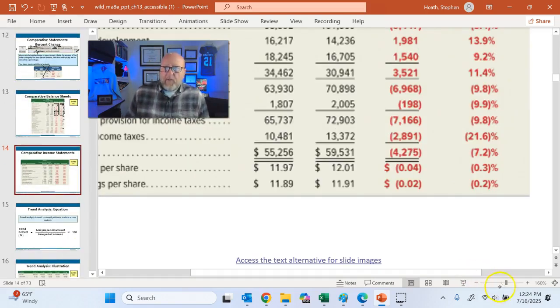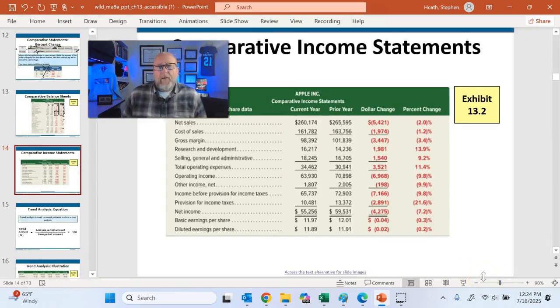Okay, and then maybe I need to, yeah, same concept. Instead of using the balance sheet, we'll just use the income statement. And again, we're doing the current year compared to the prior year. So for sales, there was a $5,421 decrease. So our sales went down, and it went down by 2%.